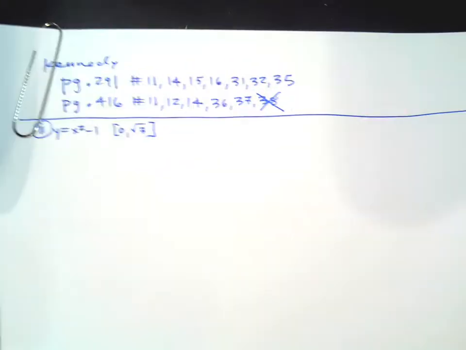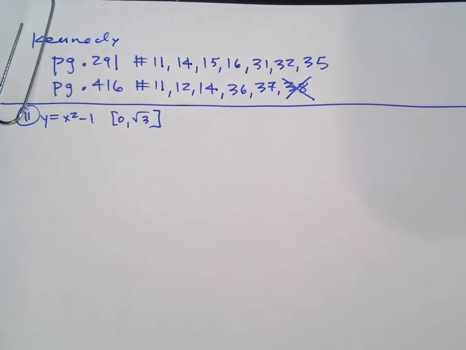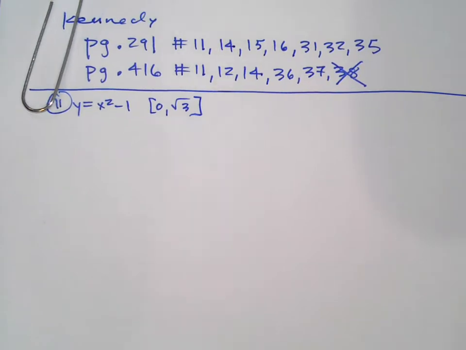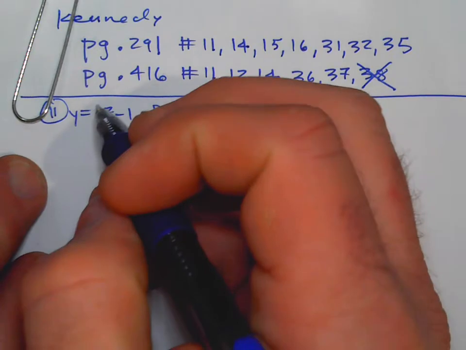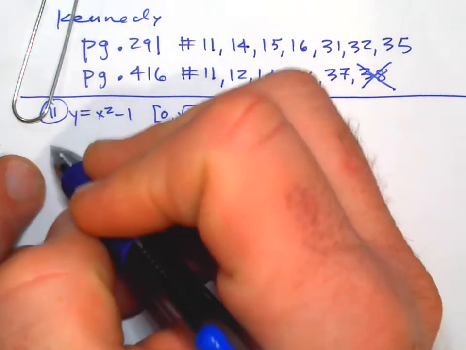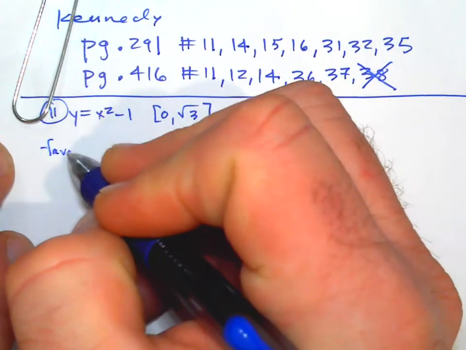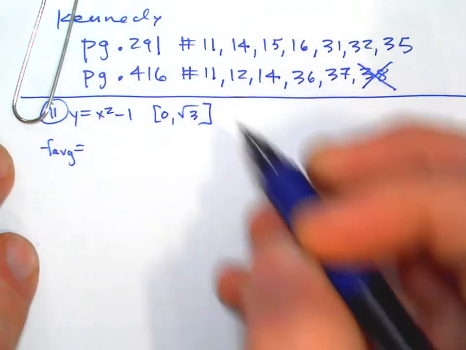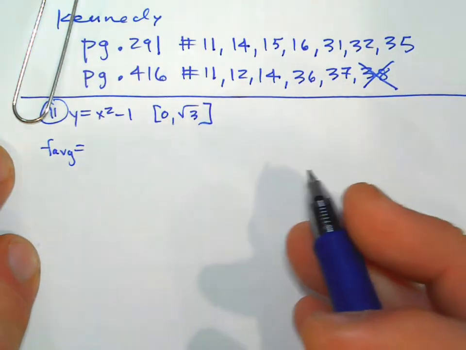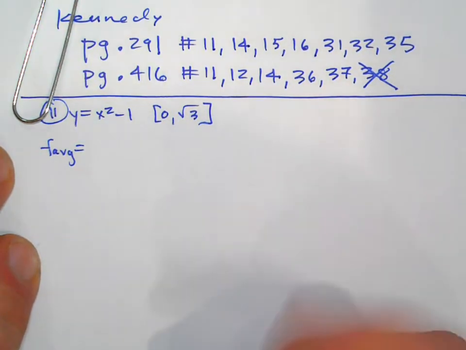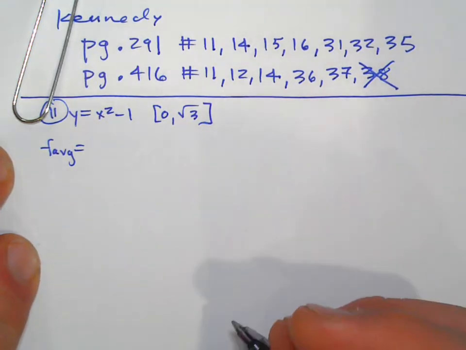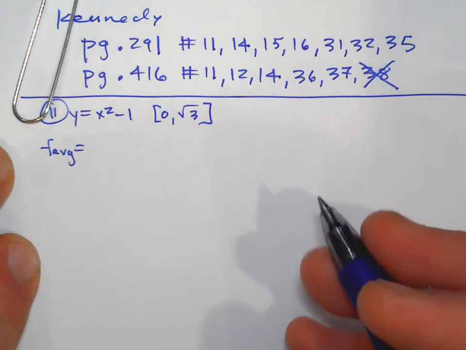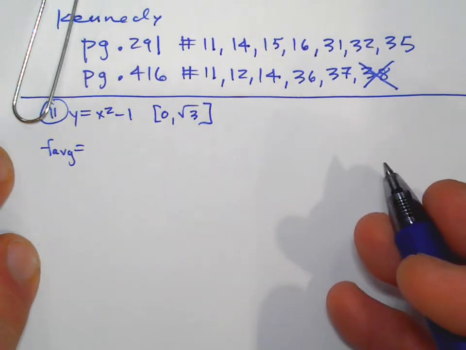Zoom in here. Okay, so we need to find the average value first. So f average is, remember, like the area of the curve smoothed out. That height of the smoothed out curve is your average value. Now the smoothed out curve looks like a rectangle. It has the same area as the original curve. Divide by the base, you get the height.